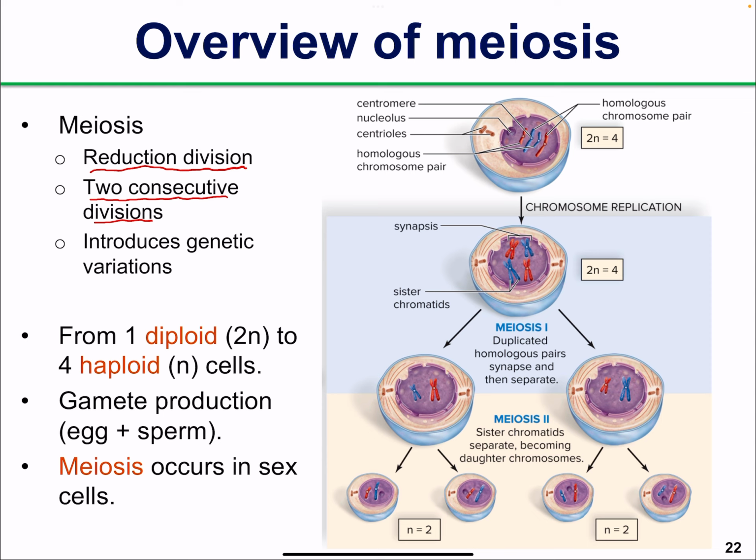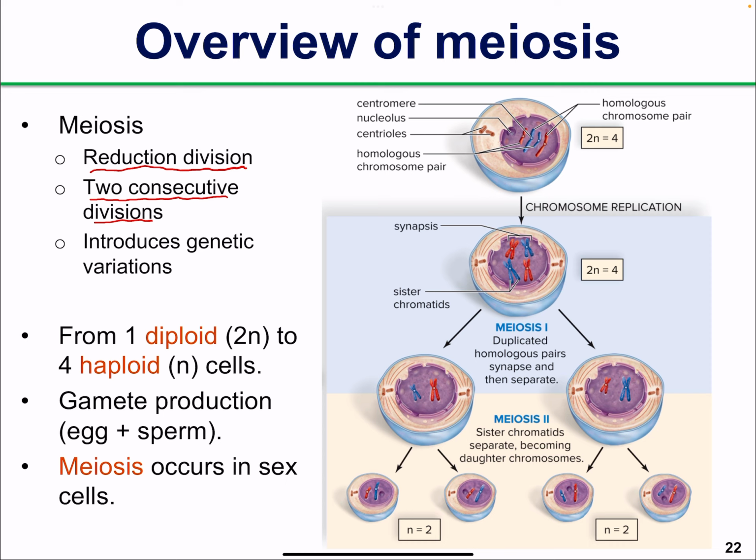Also, what I would like you to know is that meiosis is the process by which there is an introduction of genetic variation in the gametes and ultimately in the population, right? What is the process by which these genetic variations occur? We are going to address that.